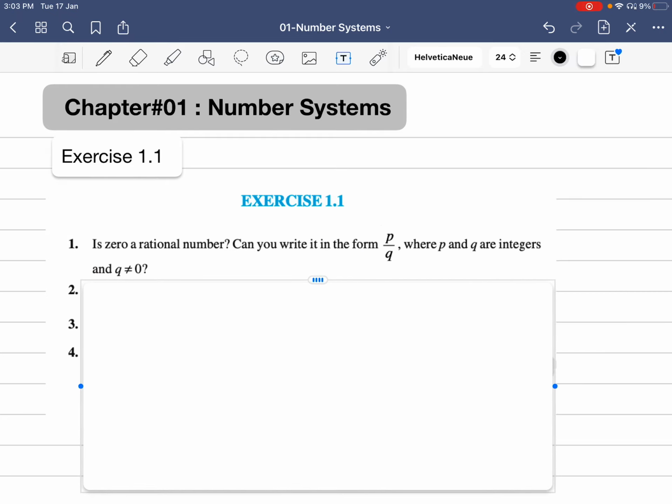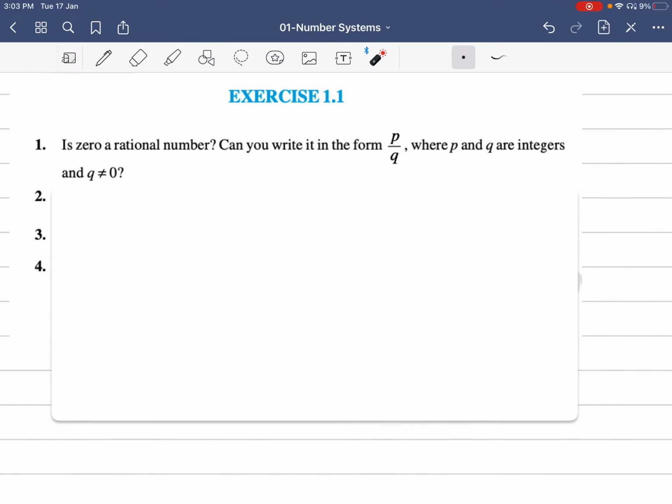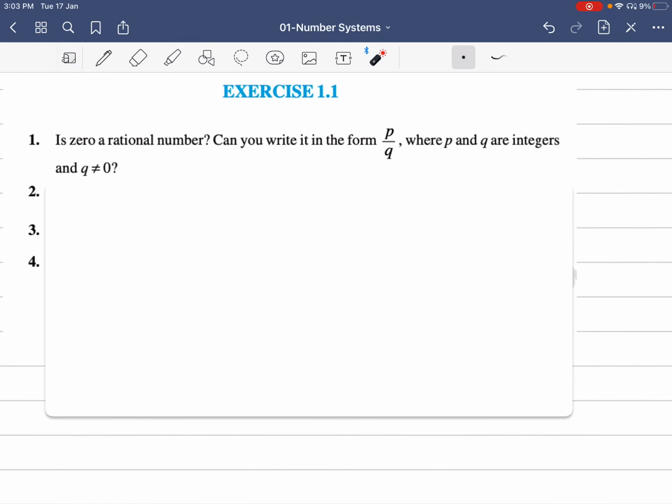Let's read what problem number 1 says. The problem reads, is 0 a rational number? This is a simple question. Is 0 a rational number? Can you write it in the form p by q, where p and q are integers and q is not equal to 0? Very simple, straightforward question.